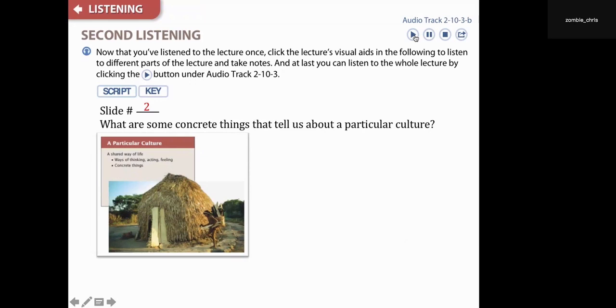So, very simply, what are some concrete things here? Housing, clothing, and tools are the concrete things. When we talk about concrete things, again, this is another metaphor here. We don't literally talk about something made of concrete. As opposed to abstract, we talk about concrete things being something that we can touch. It's not literally made of concrete. It's just a metaphorical concrete thing in that it actually exists and we can touch it.